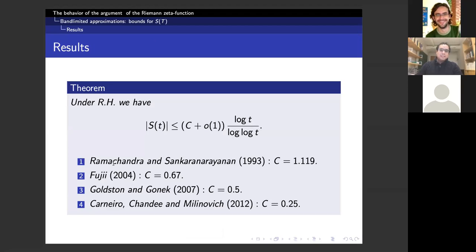For instance, Ramachandra and Sankaranarayanan in 1993 established this constant 1.118. Fujii improved these results with a constant 0.67. Goldston and Gonek improved this result with a constant 0.5. And finally, Carneiro, Chandee and Milinovich obtained a constant 0.25, 1/4.